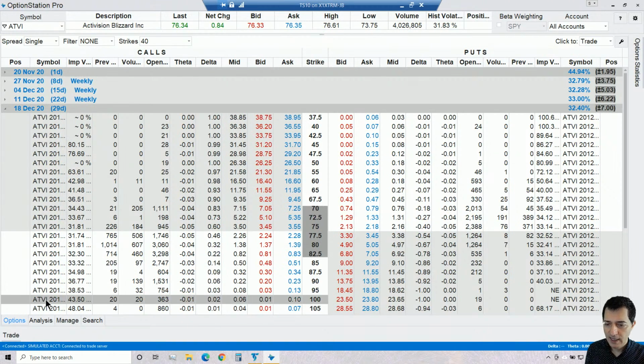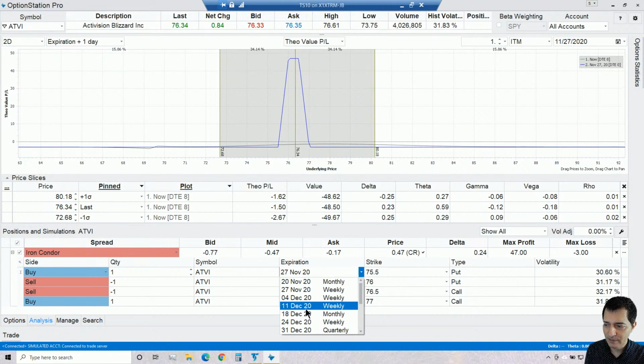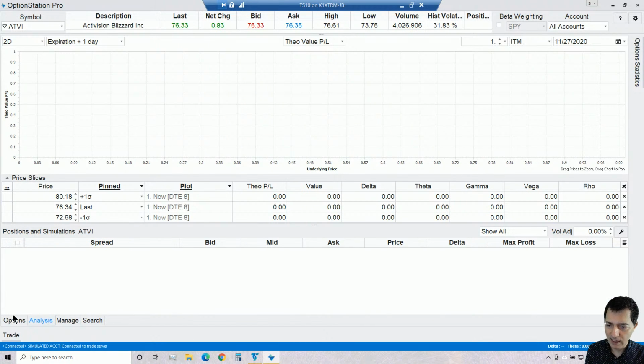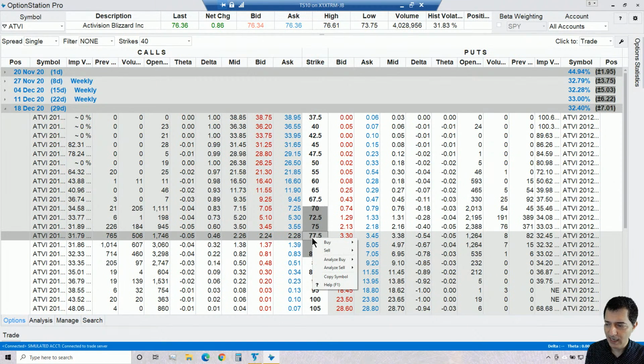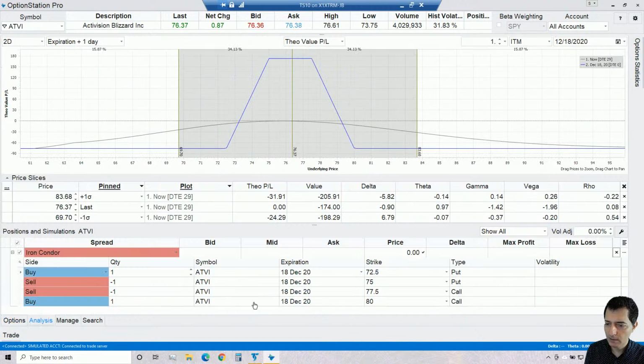So again, before we spend more time on this, let's go ahead and recalculate using December 18, which is the monthly expiration, and see what the new values are. I need to re-enter the whole thing because there are many missing strikes. So let's do it again. I'm just clicking anywhere, analyze and sell, Iron Condor. And now we have the new values being 69.70 and 83.68.